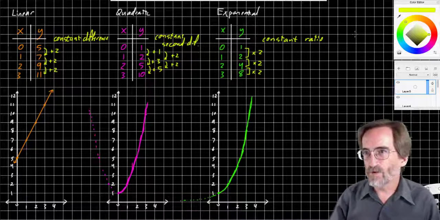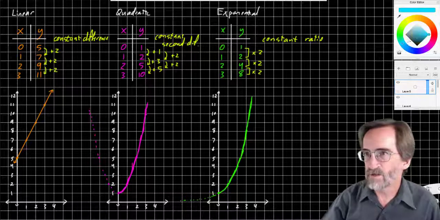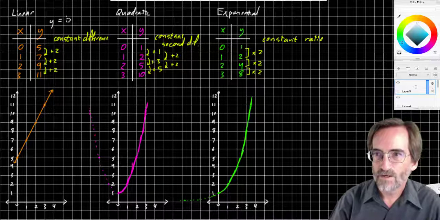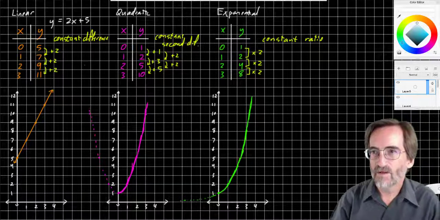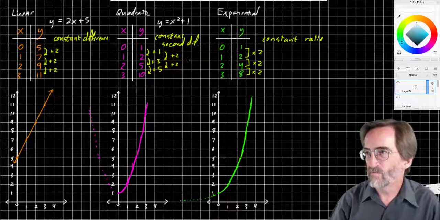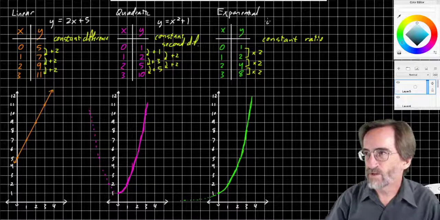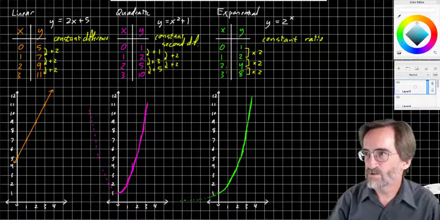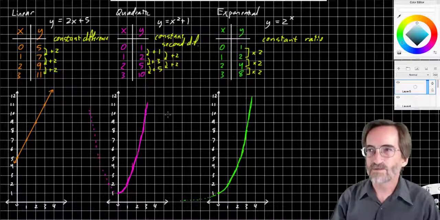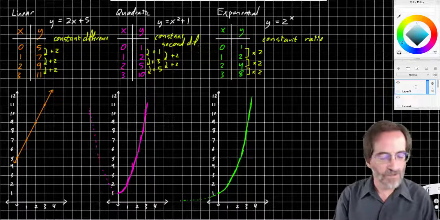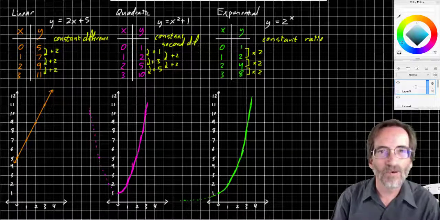Now, if you want a formula, the formulas are as follows. The formula for the first expression is y equals 2x plus 5. The formula for the second was y equals x squared plus 1. And the formula for the next one is y equals 2 to the x. 2 to the power of 0 is 1, 2 to the power of 1 is 2, 2 to the power of 2 is 4, 2 to the power of 3 is 8, and so forth. So those are the formulas. That's linear, quadratic, and exponential. All right, hopefully that helps. You'll get more information in the lesson itself.